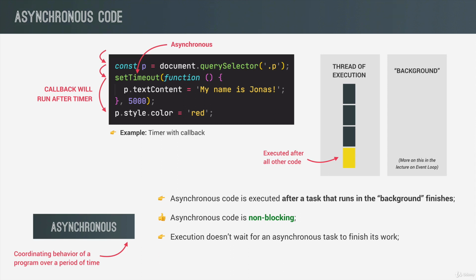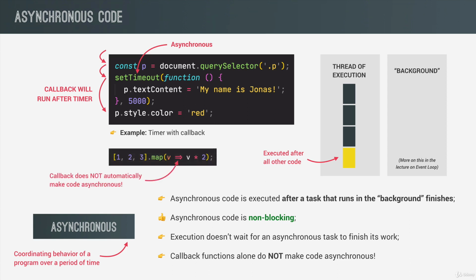However, that does not mean that callback functions automatically make code asynchronous. That is just not the case, okay? For example, the array map method accepts a callback function as well, but that doesn't make the code asynchronous. Only certain functions, such as setTimeout, work in an asynchronous way. We just have to know which ones do and which ones don't. Okay? But please understand this very important fact, that callback functions alone do not make code asynchronous.